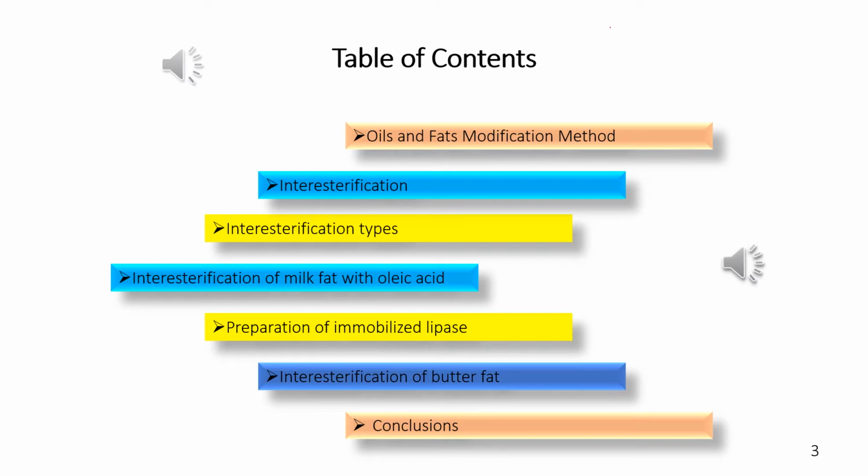So the oils and fats modification methods are the methods in which we modify the oil and fats. And why do we modify the oil and fats? We modify the oil and fats to acquire their physical and nutritional properties. There are different types of physical and nutritional properties present in the oil and fats. If these nutritional and physical properties are not present in the oil and fats, we modify them to acquire these properties.